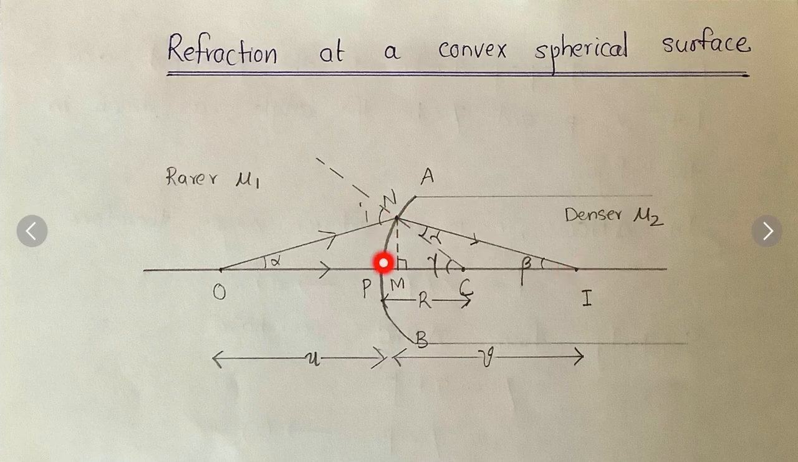Wherever it touches this spherical surface, we have drawn a normal. Normal means the perpendicular line. NC is the perpendicular line, where C is the center of curvature, and the ray travels after bending along NI. The ray which passes straight and comes to the pole travels undeviated and goes towards I. The bent ray and the straight ray both meet at I and they make the image at I. So this is the introduction.